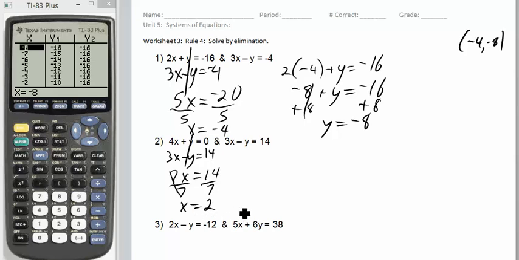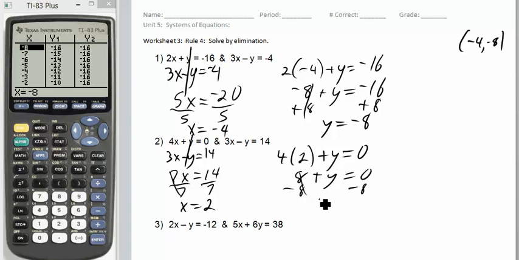And x equals 2. Now that we know that x equals 2, we've got to find out what y equals. So we're going to do 4 times whatever x equals. We found out it equals 2, plus y equals 0. 8 plus y equals 0. Minus 8, minus 8. Y equals negative 8. So our answer is 2, negative 8.